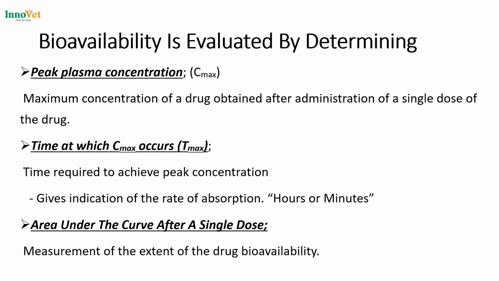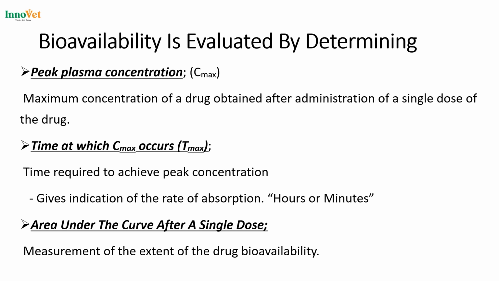Bioavailability is evaluated by determining three aspects. One being the peak plasma concentration, in brackets the Cmax. So this is the maximum concentration of a drug obtained after administration of a single dose of that drug. Then also we need to determine the time at which the peak plasma concentration occurs, and this is initialized as Tmax. So this is the time that is required for us to achieve the peak concentration in simple terms, and this time will give us an indication of the rate of absorption.